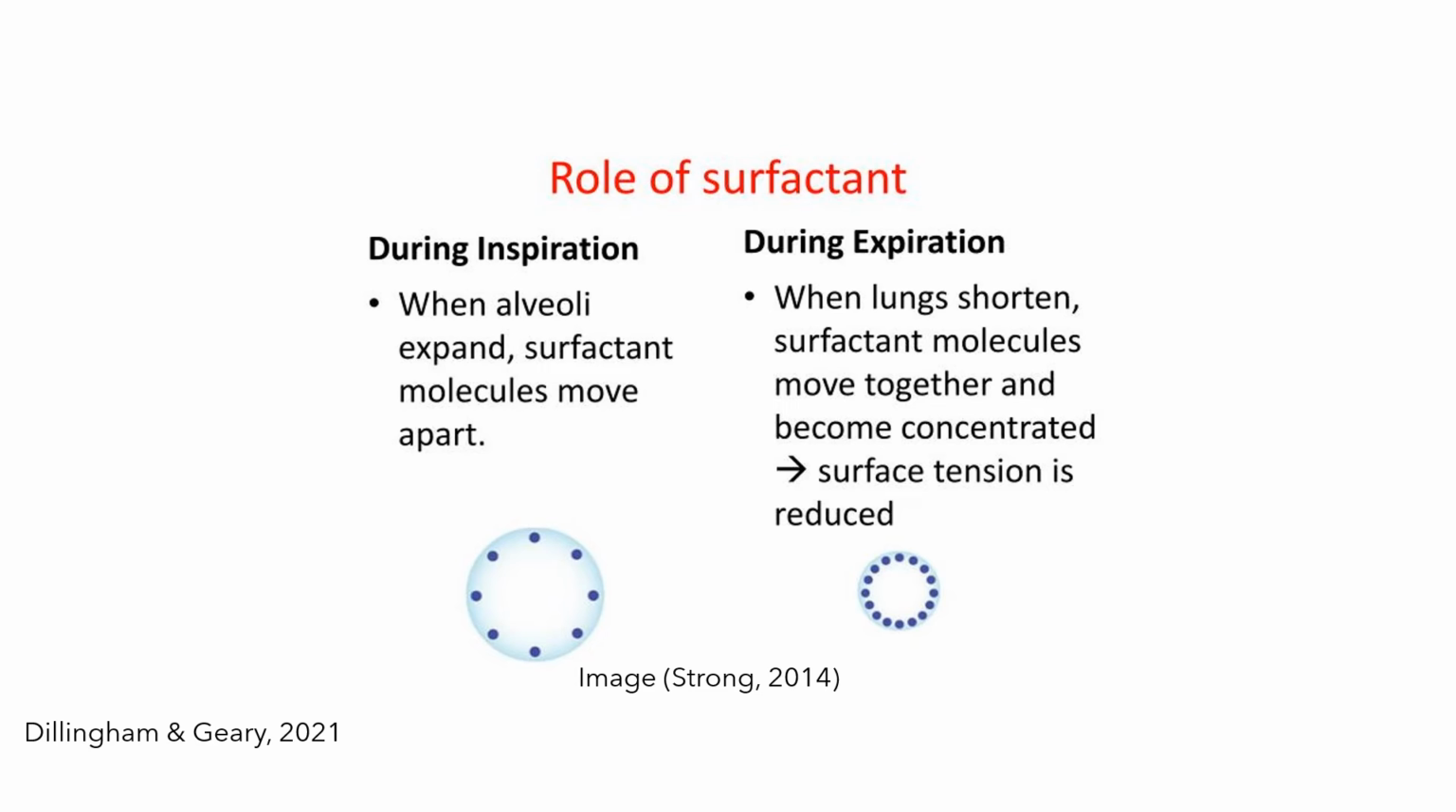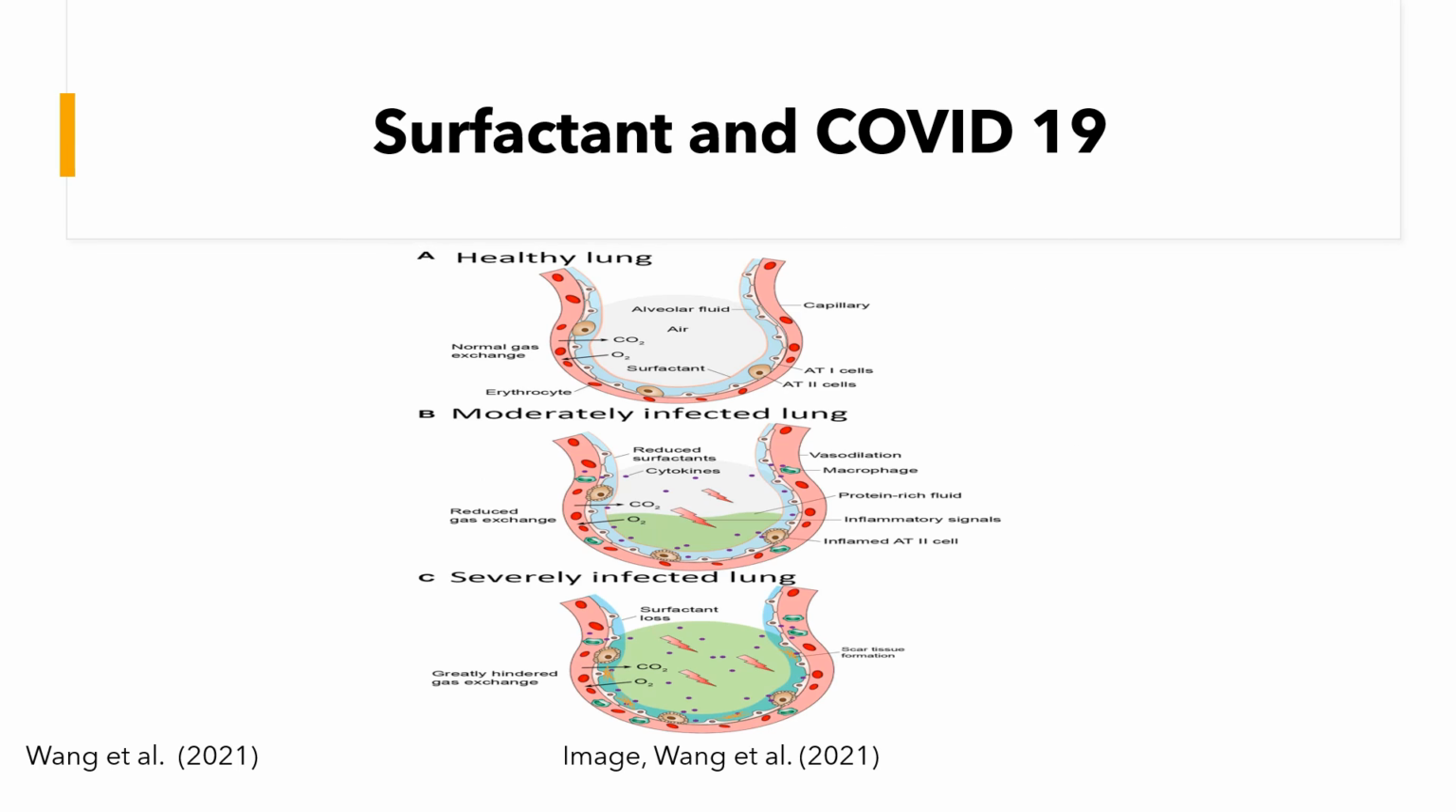So this diagram kind of shows you the role of surfactant during inspiration and expiration. So during inspiration, when the alveoli expand, surfactant molecules move apart. But during expiration, when the lungs shorten, surfactant molecules move together and become concentrated, and then the surface tension is reduced. So those are the roles of surfactant.